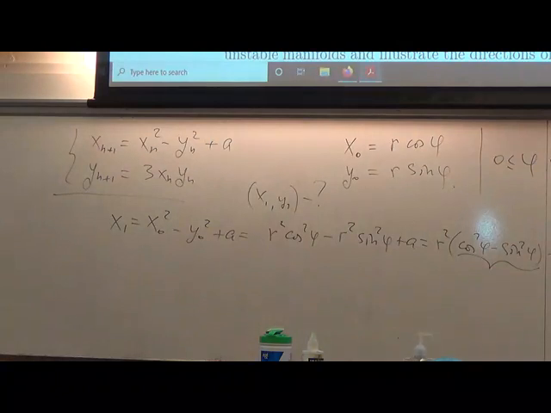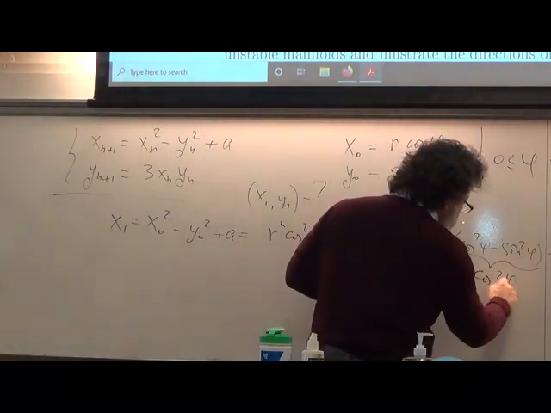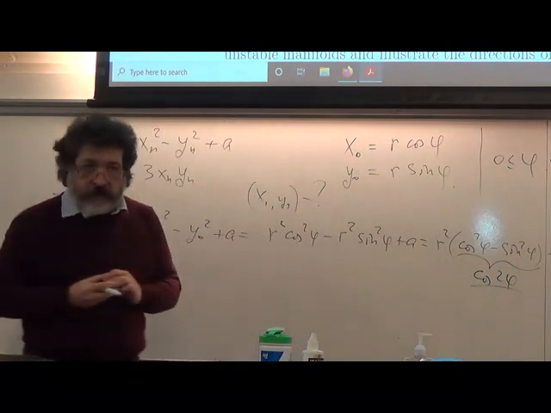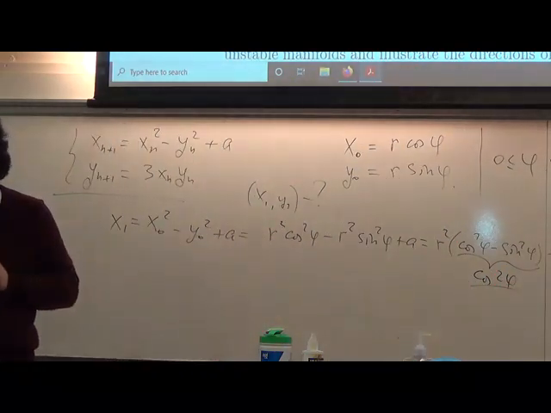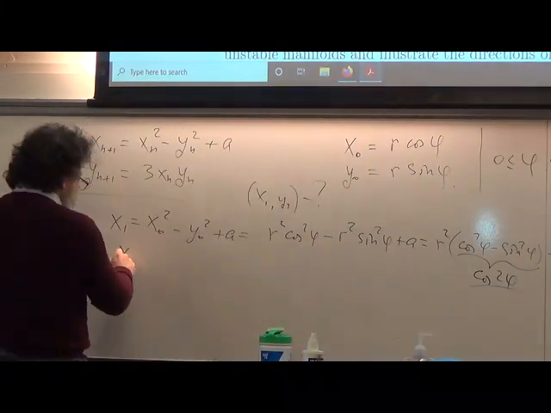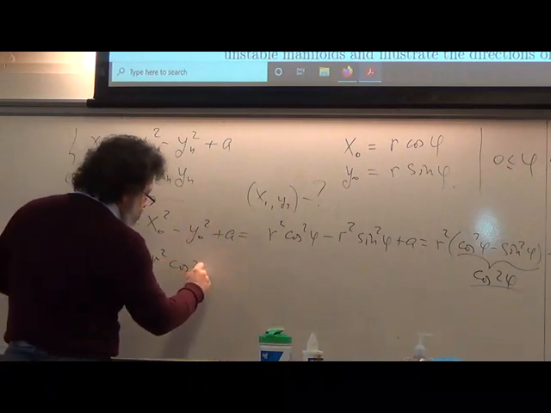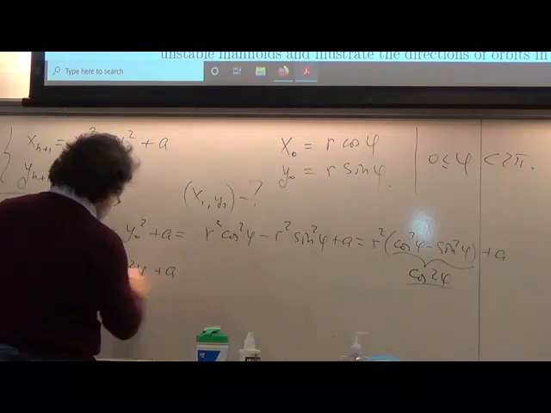What is cosine squared minus sine squared? Who remembers these trigonometric identities? What should it be? Cosine of 2 phi. Do you remember this? Good. So what we got is x1 equals r squared cosine 2 phi plus b.